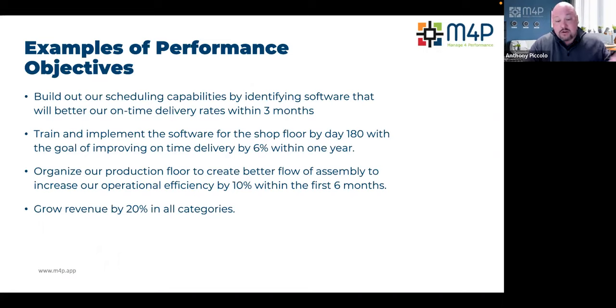And not only that, you can track and clearly see progress and growth over time, and automate the engagement as those objectives are being met. Now, we want to measure employees on a lot of different levels here at M4P. Obviously, the performance objectives are a critical part, and that's the focus of this webinar.